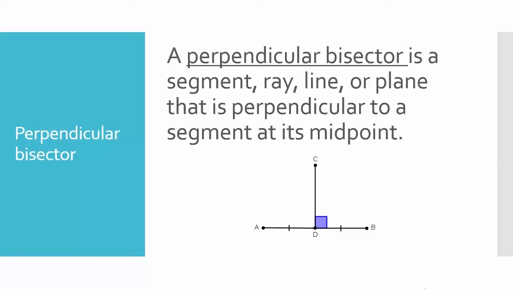Perpendicular bisector. A perpendicular bisector is a segment, ray, line, or plane that is perpendicular to a segment at its midpoint. In our diagram over here, we have a segment AB that is bisected, which means that it is cut in half by a perpendicular bisector, and the midpoint is at D. And you can see over here we have a right angle created by this perpendicular bisector.